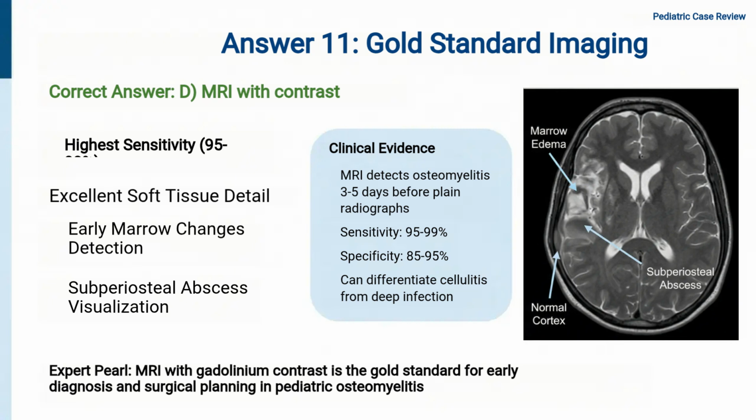It detects early bone marrow edema changes 3 to 5 days before any abnormality appears on plain radiographs. T1 weighted images show low signal in infected marrow, while T2 weighted images show bright signal due to edema. Gadolinium contrast enhancement identifies abscesses, necrotic bone, and subperiosteal collections that require surgical intervention. It also provides excellent soft tissue detail to differentiate cellulitis from deep space infection. Magnetic resonance imaging is therefore essential for surgical planning in complicated cases.